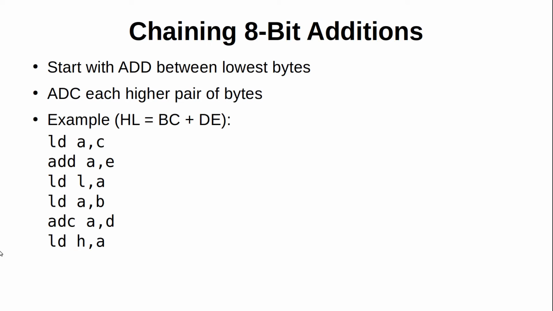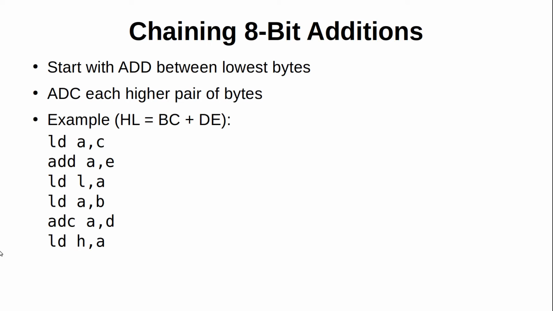Here's an example of how you can use chained addition to put the sum of BC and DE into HL. First, you need to copy the value of C to A, and then add the value of E to it. Now we have the lower byte of the sum calculated, so we can go ahead and copy that to L. Then we move on to the high byte by first loading B into A, and then adding D with carry, as the first add may have generated a carry if that sum was over 255.